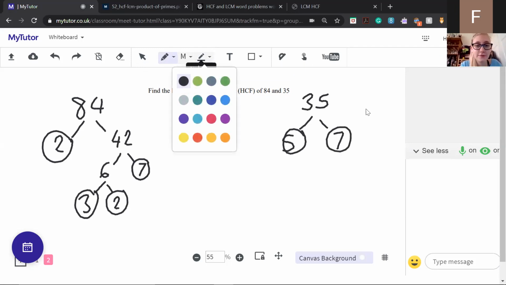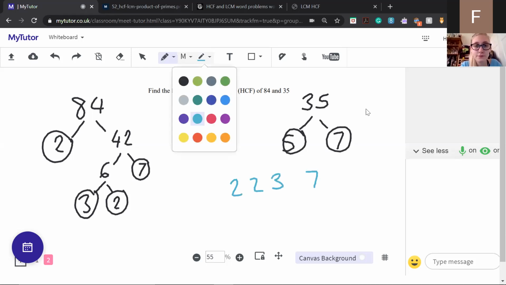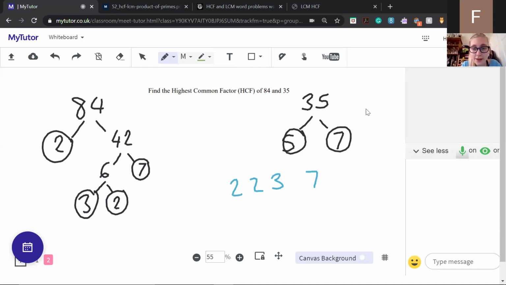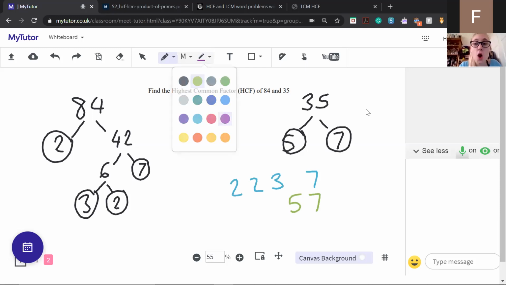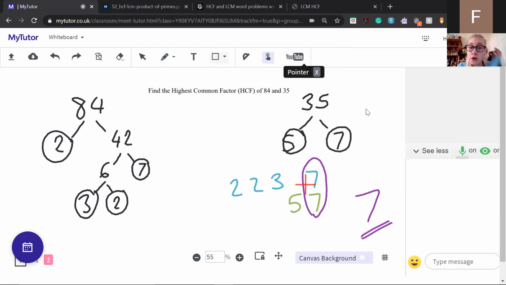So let's write those out. 84 is 2 times 2 times 3 times 7. And 35 is 5 times 7. So look at that. The only prime factor that they share is a 7. There's nothing else. We can't multiply this by 2 because then it wouldn't be a factor of 35. We can't multiply it by 5 or it wouldn't be a factor of 84. So the only thing that goes into both of them is 7.